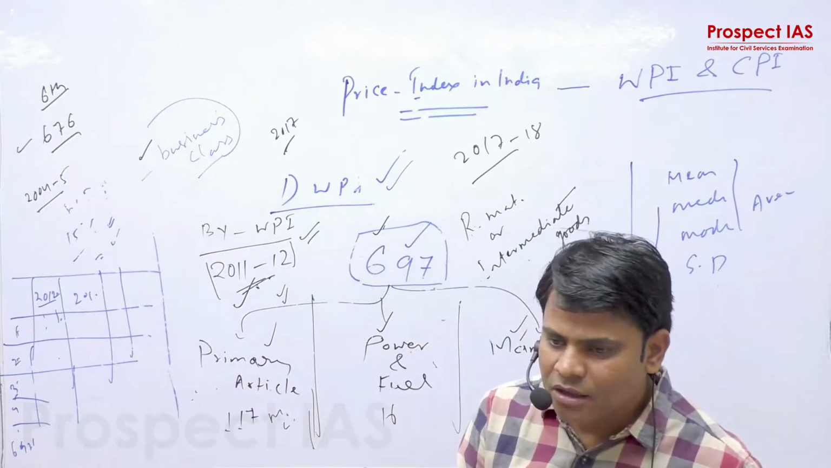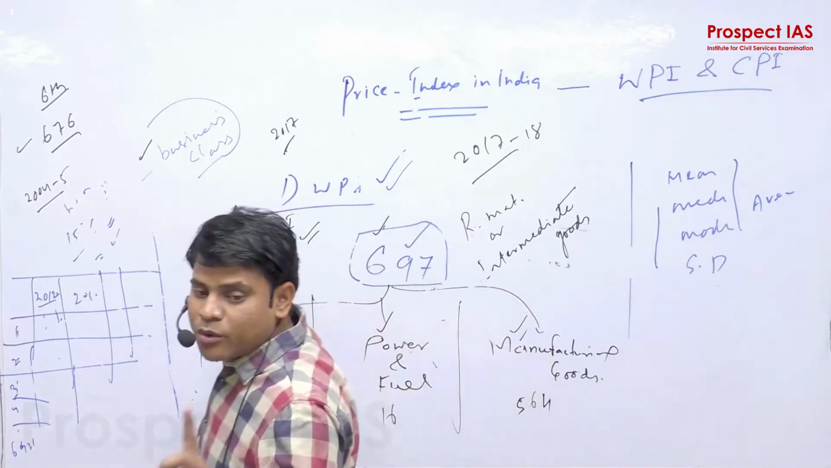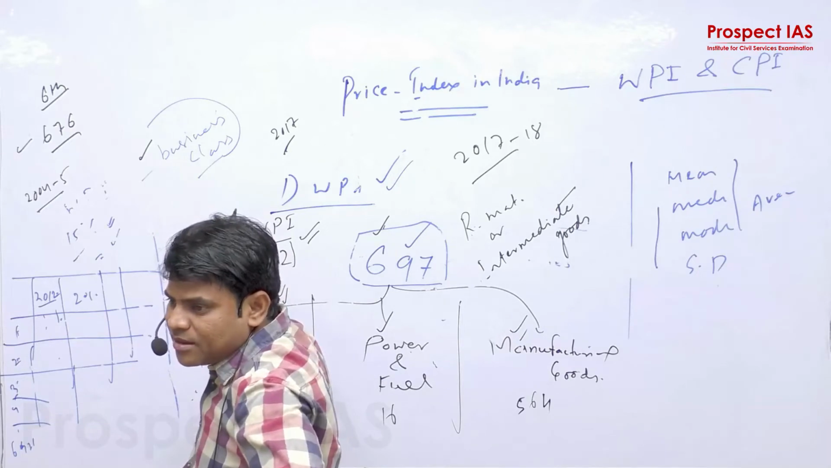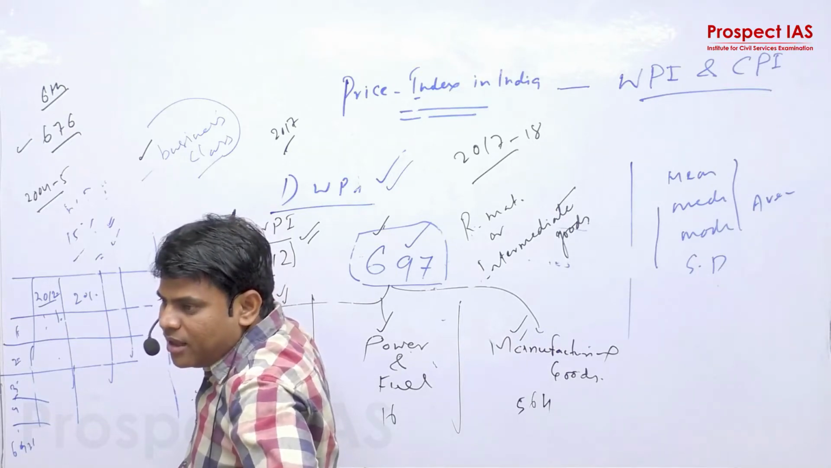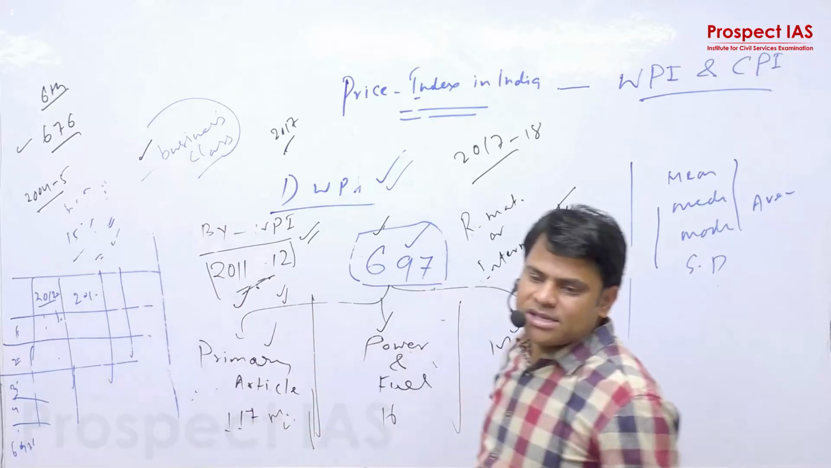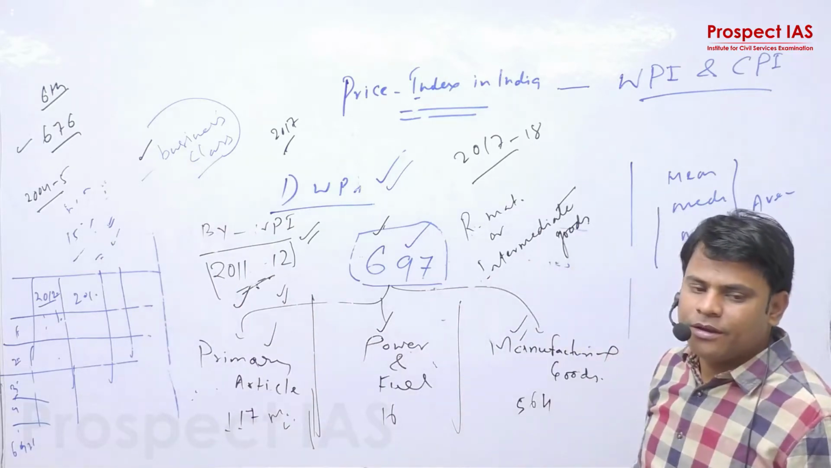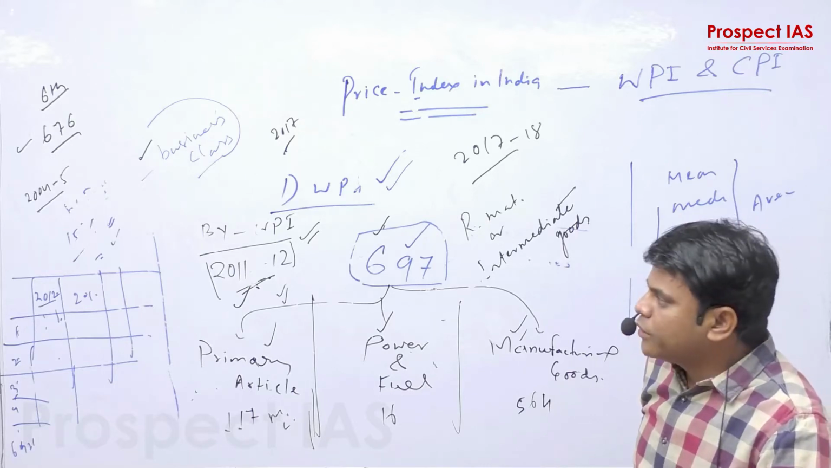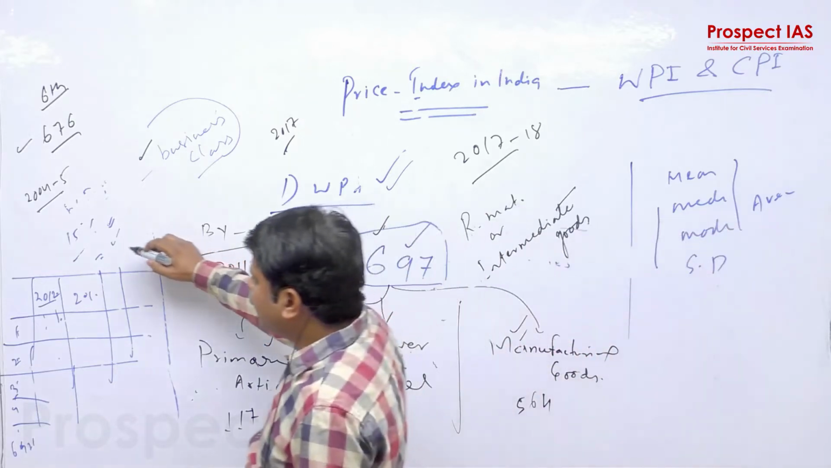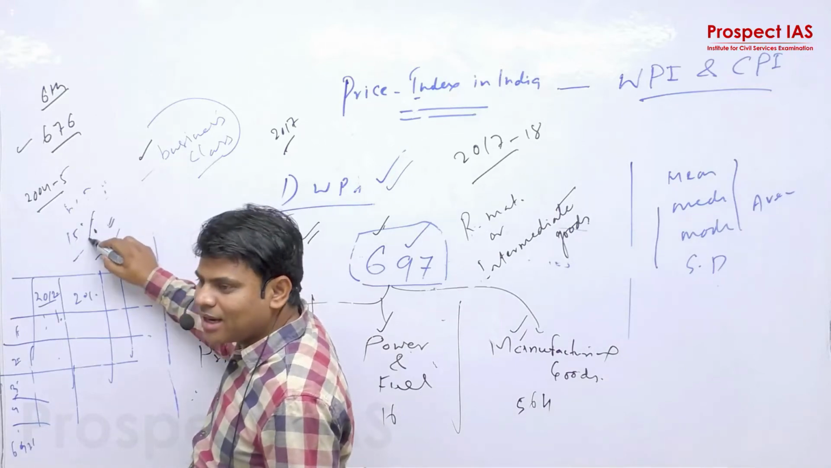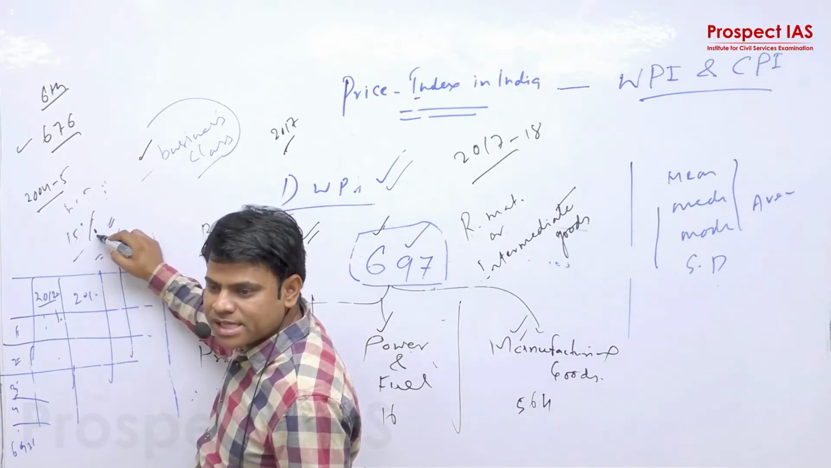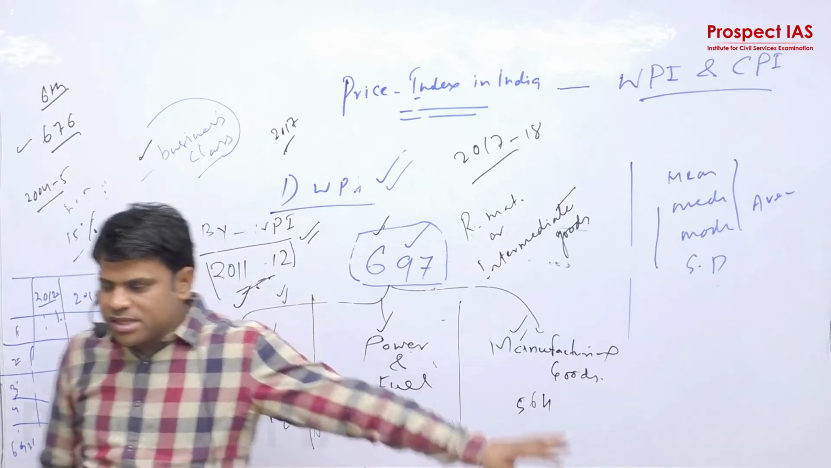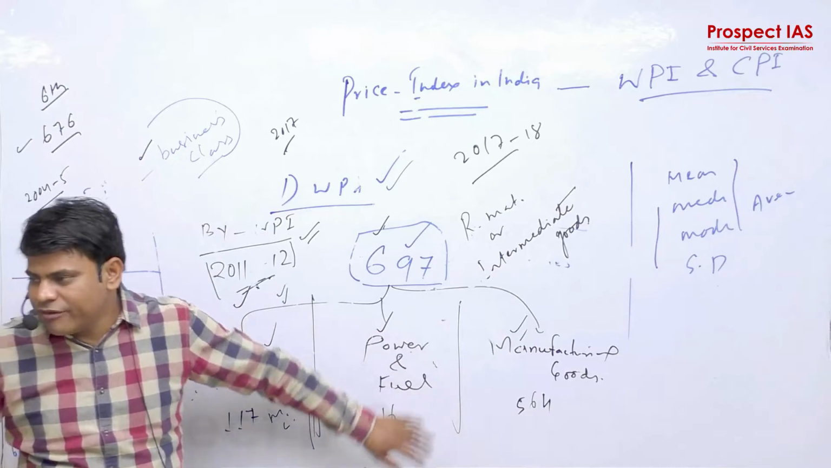Is that clear? So WPI based inflation is the proxy of input price. It is not the proxy of output price. Are you getting my point? It is the proxy of input price. It is the proxy of prices of raw material. So if WPI based inflation is 15%, that means raw material in our country has become expensive by 15% over the last 1 year. All these things are raw material. They are not the final product.